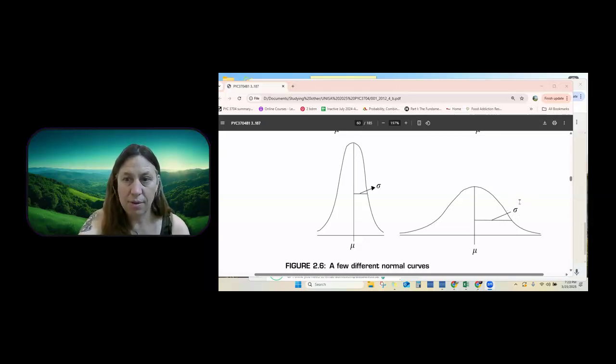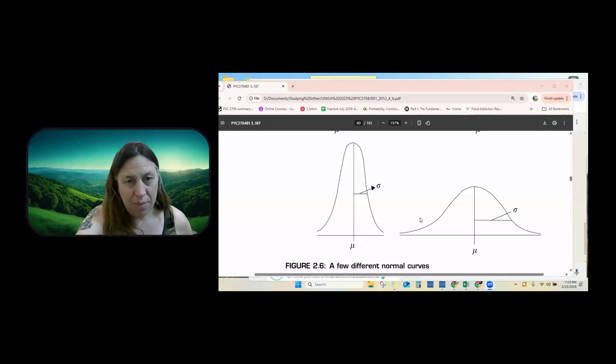And you can see that this is for a population, not a sample, because we're using mu for our average instead of an x-bar, and a sigma for the standard deviation instead of an S.